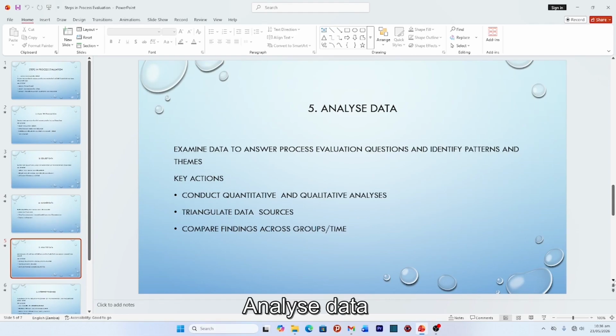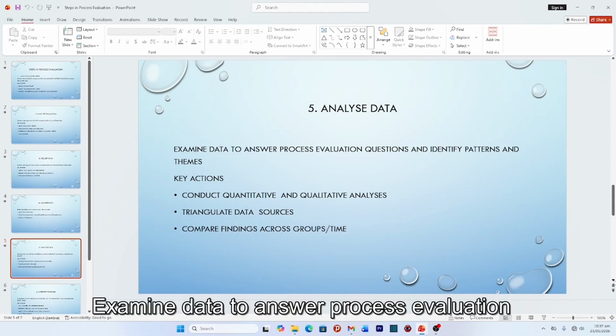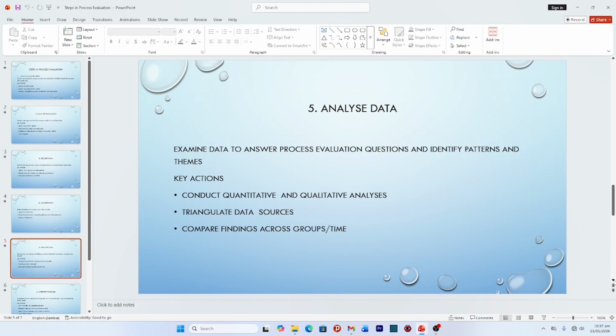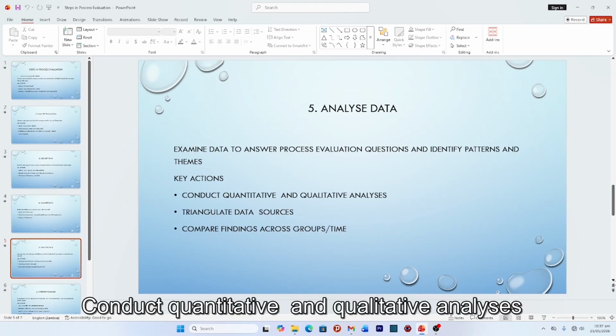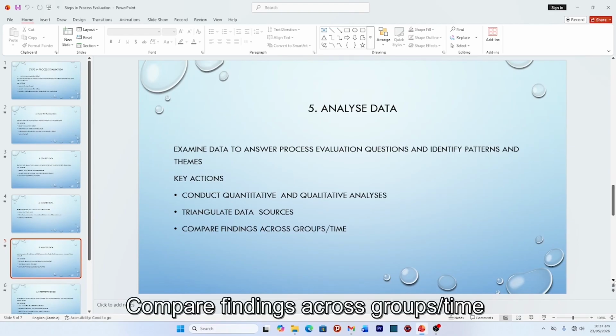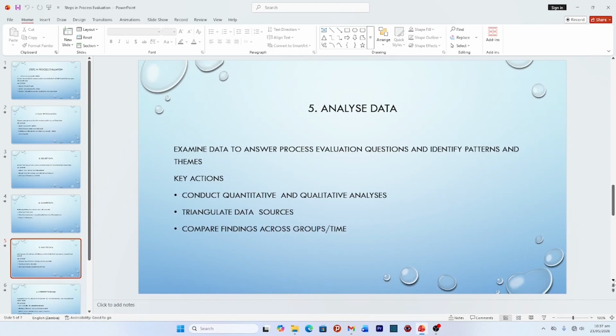The fifth step is to analyze data. Examine data to answer process evaluation questions and identify patterns and themes. Key actions include: conduct quantitative and qualitative analysis, triangulate data sources, compare findings across groups and time.